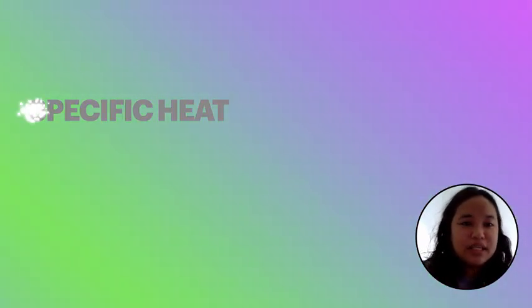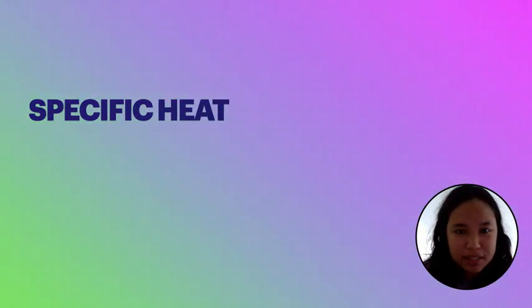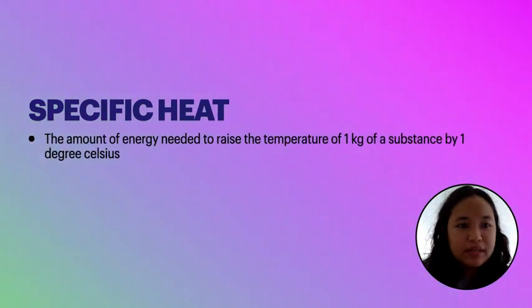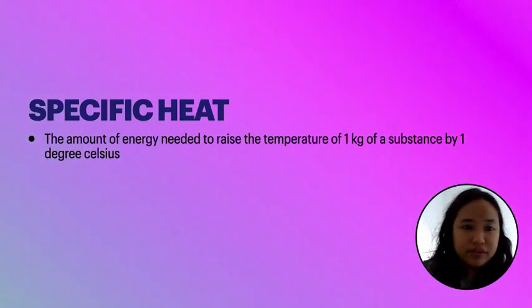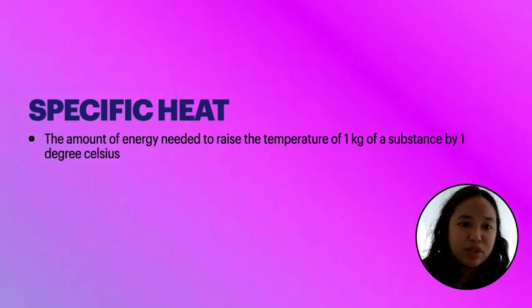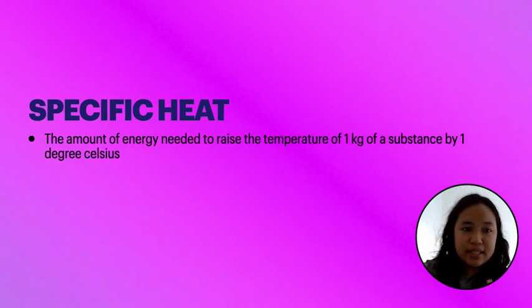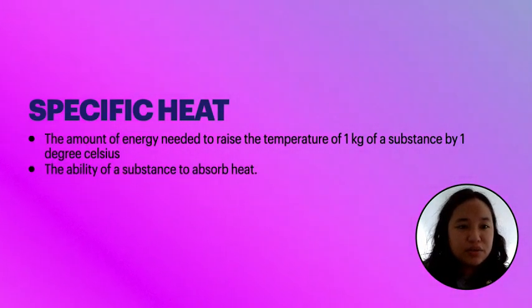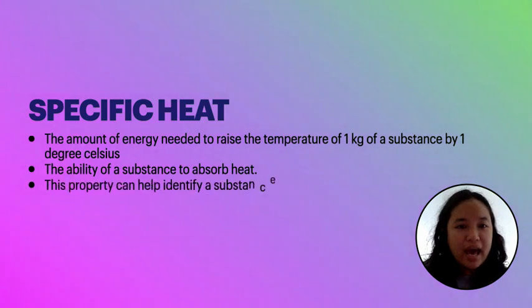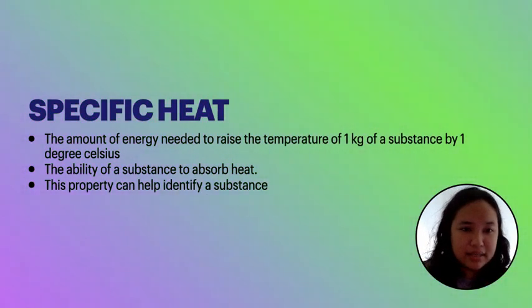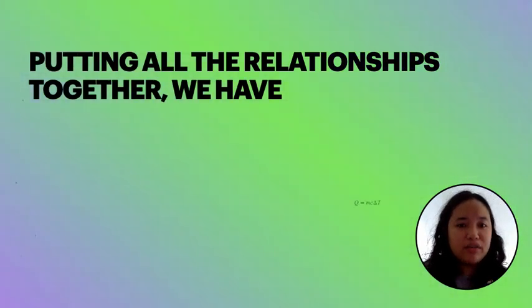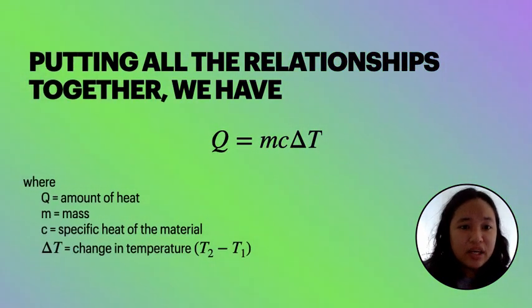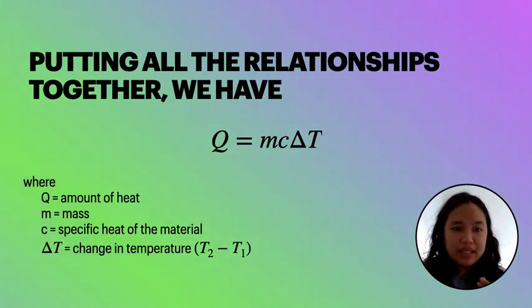Okay, now specific heat. So what is specific heat? Specific heat is the amount of energy needed to raise the temperature of 1 kilogram of a substance by 1 degree Celsius. It is also the ability of a substance to absorb heat, and this property can help identify a substance.